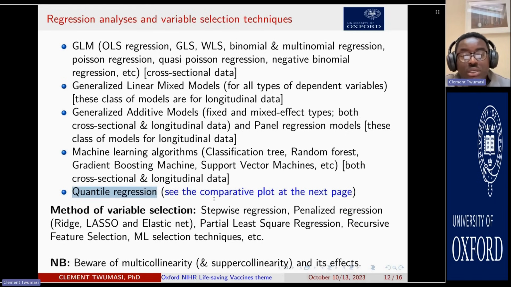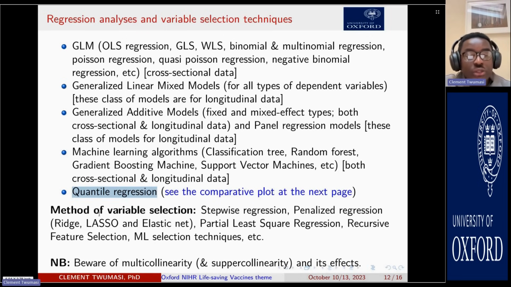So at the next plot, there's a comparative plot where I just used a simulation to compare quantile regression with the classical mean type regression models, and then we'll see the difference. So variable selection is very important, especially in situations where you have so many predictors and you're not too sure which set or subset of predictors you should use in trying to predict the outcome variable.